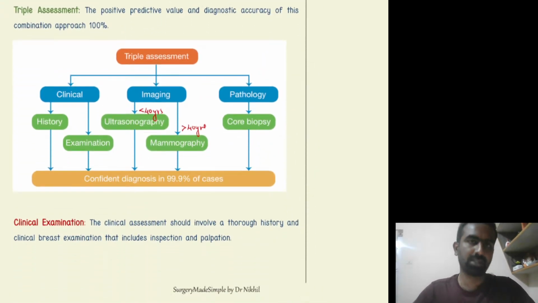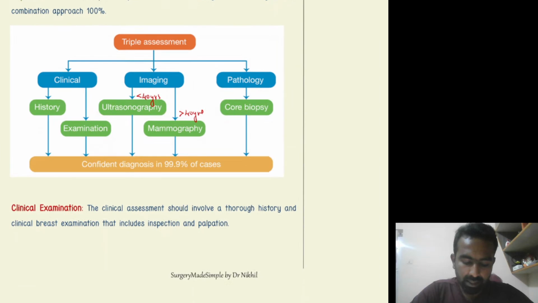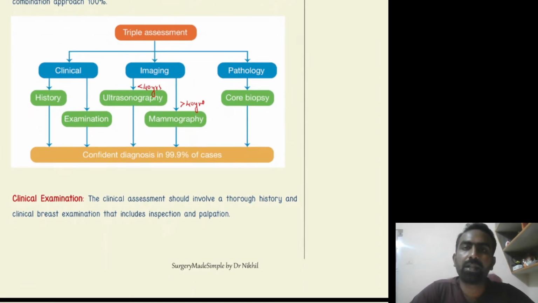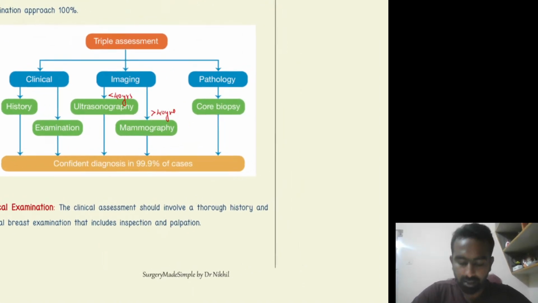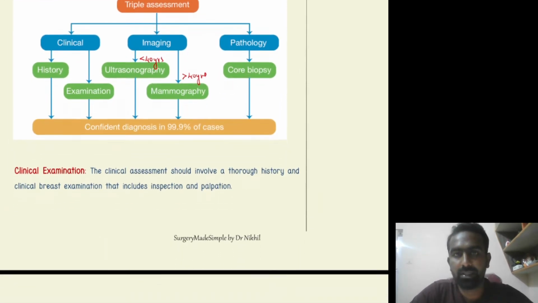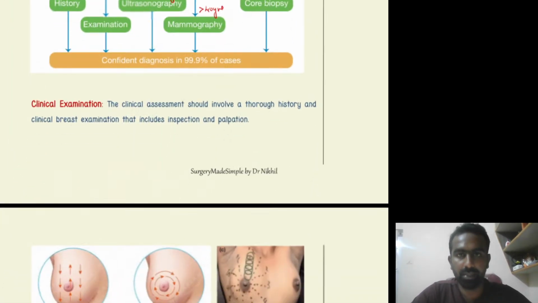Triple assessment is a combination of clinical, radiological, and pathological assessment. If the patient is less than 40 years, we use ultrasonography. If the patient is more than 40 years, we use mammography. And for pathology, core needle biopsy is the investigation of choice for pathological examination. Combine these three, it is about 100% accuracy. Diagnostic accuracy is about 99.9% if all these three are combined.